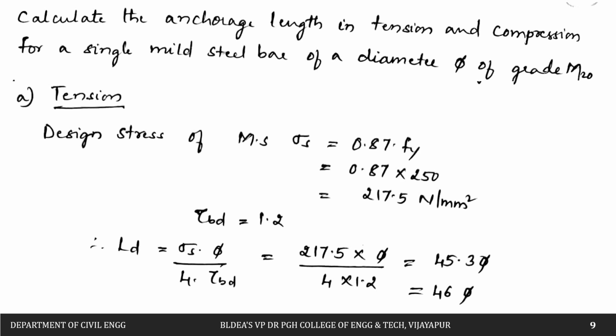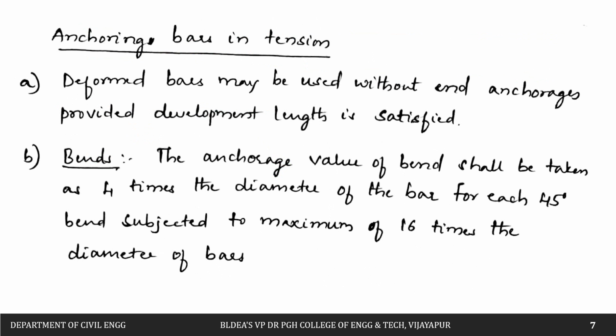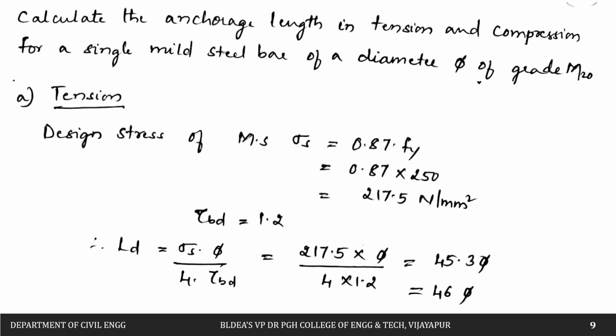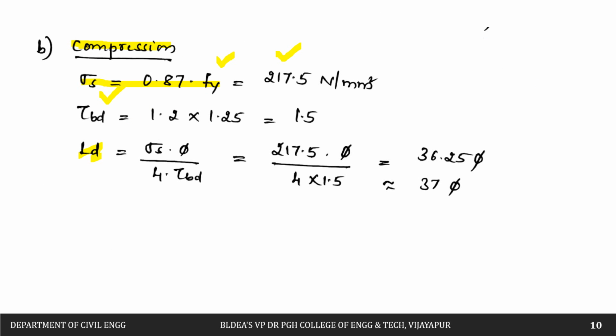And for other types of bars, as I had just shown you, for deformed bars it has to be increased by 60%, and for bars in compression it has to be increased by 25%. So for tension we have calculated, now we are calculating for compression, so that value has to be increased by 25%. So tau BD, the average design bond stress, value is 1.2, as we had just seen. So it has to be increased by 25%.